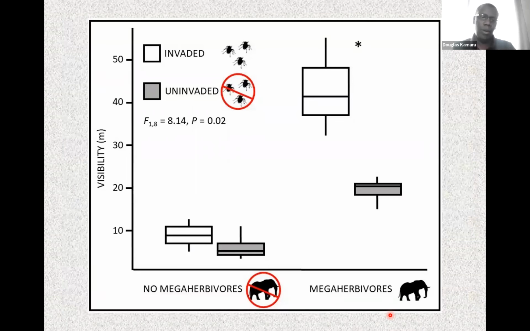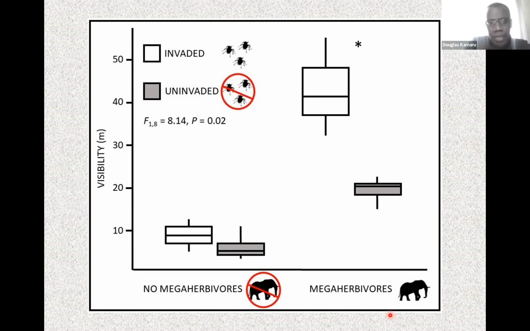So what I'm showing you here is a preliminary result from an experimental study that I conducted, trying to look at the interaction between the mega herbivores and the big-headed ants on visibility. And visibility here, I mean, is actually a distance from a point to an obstruction. And that obstruction could be the whistling thorn tree or any other cover. Okay, and that is actually a surrogate of cover.